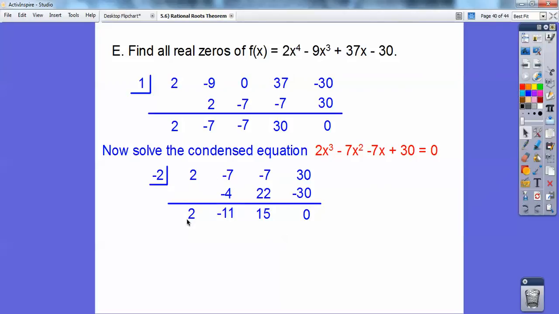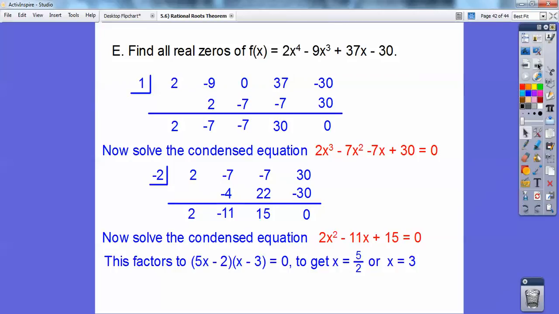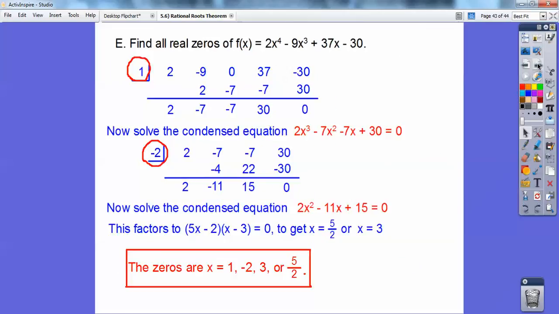So this is 2x squared, because this is cubed right here. This gave me a 4th root, so this was a 3rd root. I had to keep going synthetically to get my quadratic so I can solve that. When I factor that, you guys, that factors to 5x minus 2 times x minus 3. So I get 5 halves for one and 3 for the other. Don't forget the 1 up there and the -2. So these were 2 roots, and here's the other 2 roots right there.